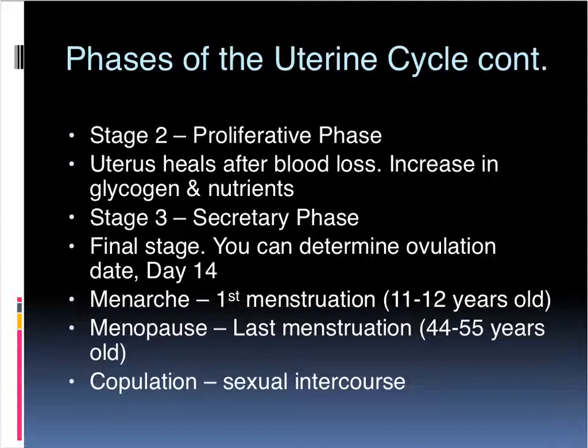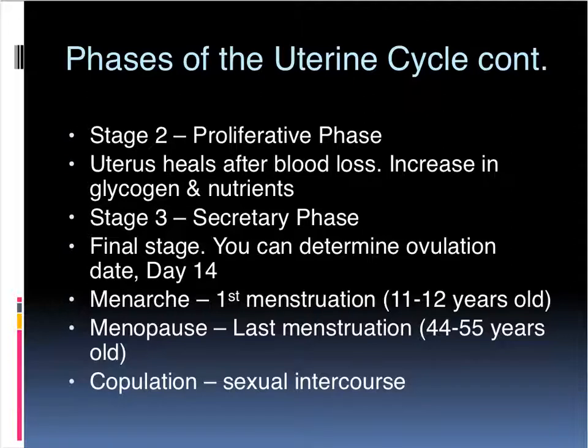Stage 2 is called the proliferative phase. This is when the uterus heals after the blood loss, and then there's an increase of glycogen, that's stored sugar, stored glucose, and nutrients. And then stage 3 is the secretory phase. That's the final stage, and you can determine ovulation date. Normally it's around day 14 of the menstrual cycle.